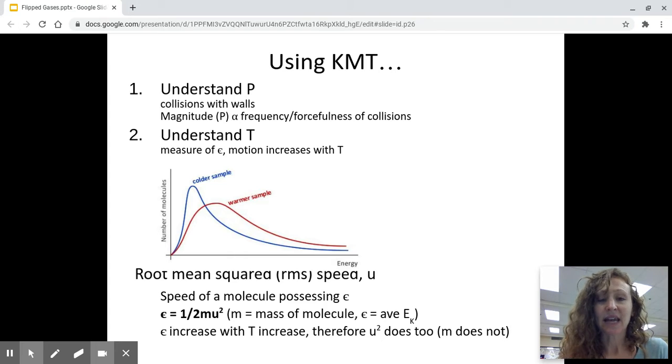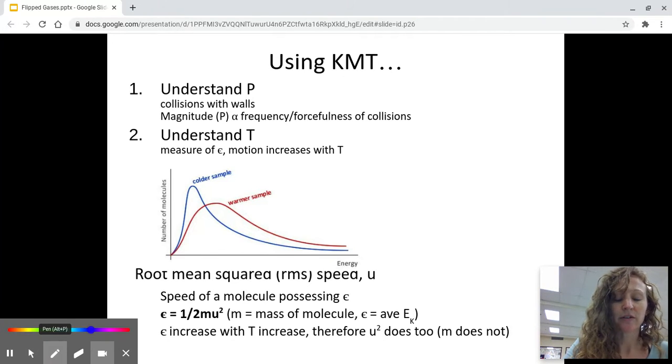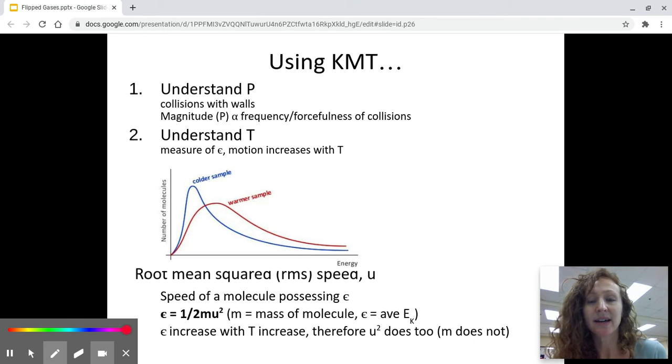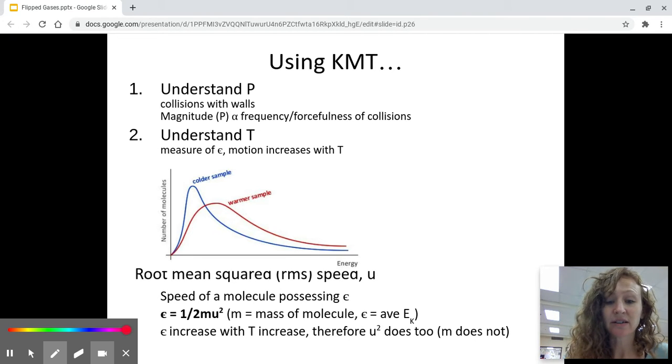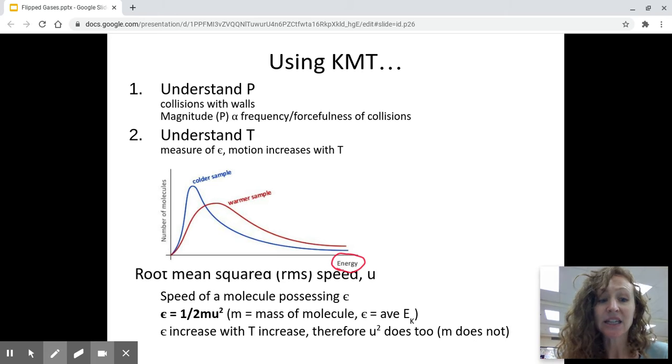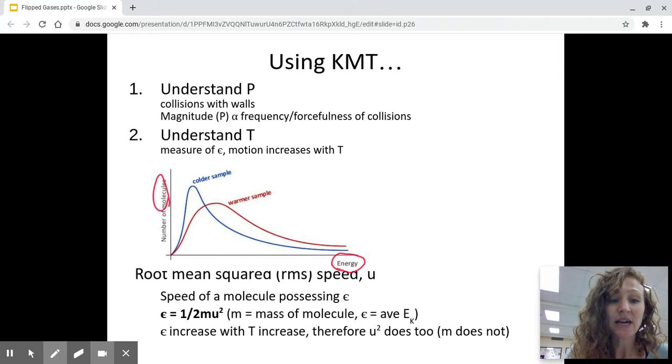What this is, is an average. It's the average speed of a molecule in a body of gas. So if we look at the graph above, look at the warmer sample. What this does is it talks about the energy that is contained in each of the molecules in a certain body of gases.